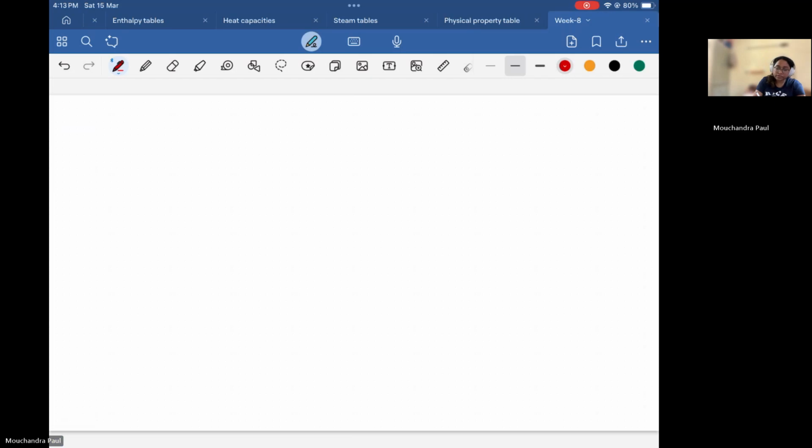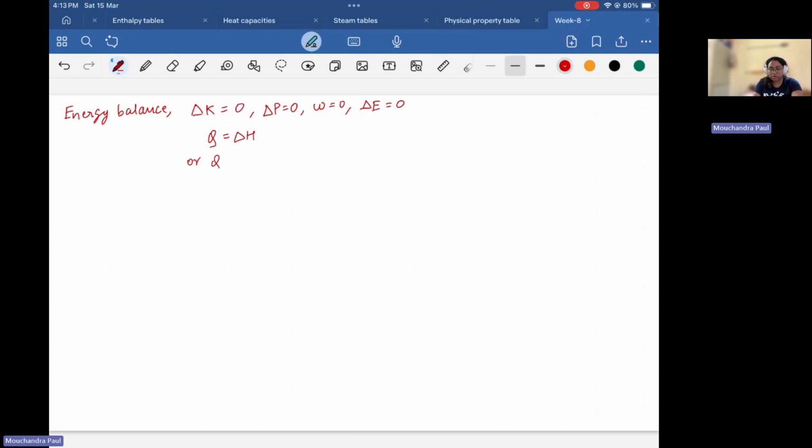So, if you do a general energy balance, then you must have understood change in kinetic energy is zero, change in potential energy equals zero. There will be no work done. There is no accumulation of energy as well. Simply, we will have Q is equals to delta H or Q dot is equals to delta H dot. So if we estimate delta H dot, then we will get Q dot.